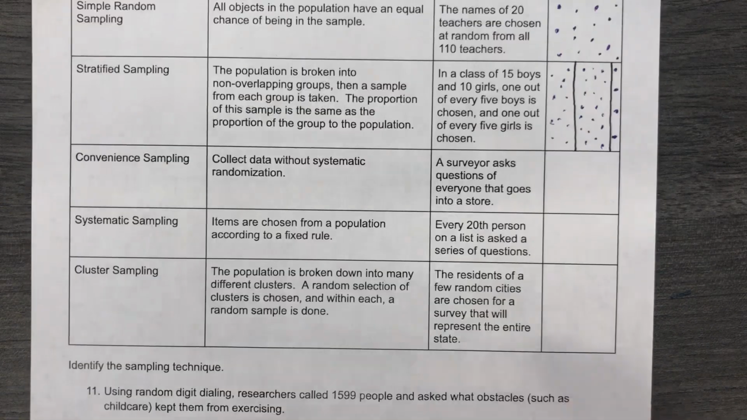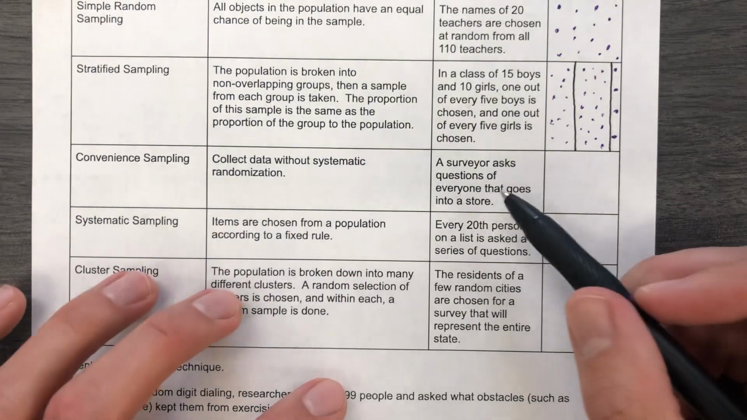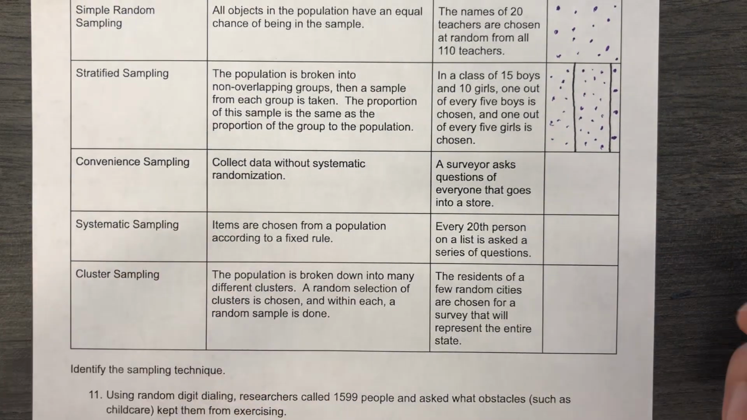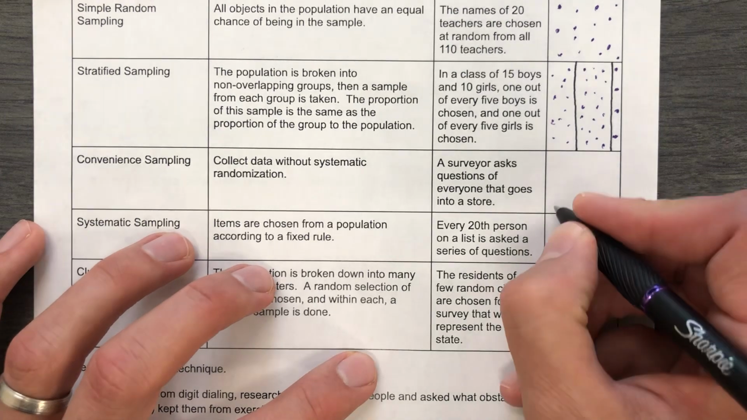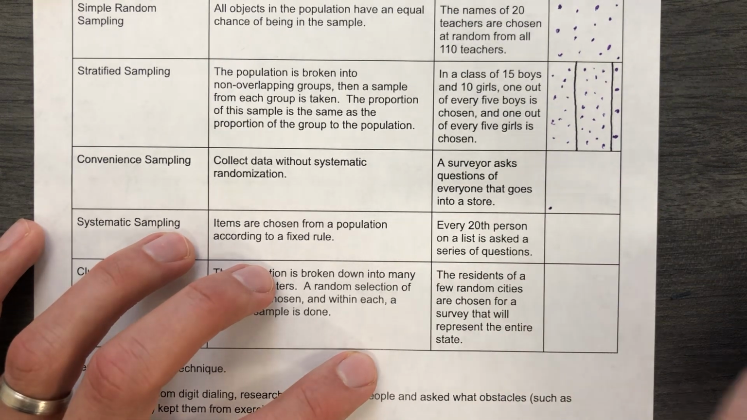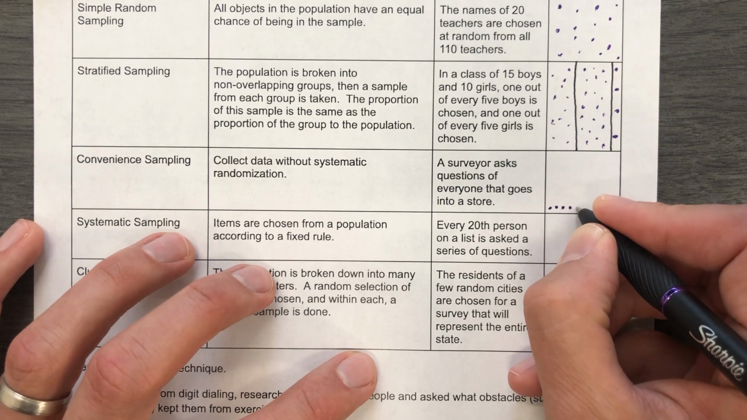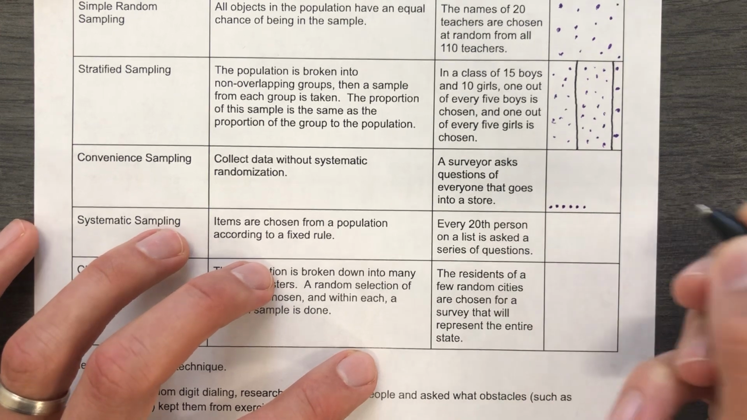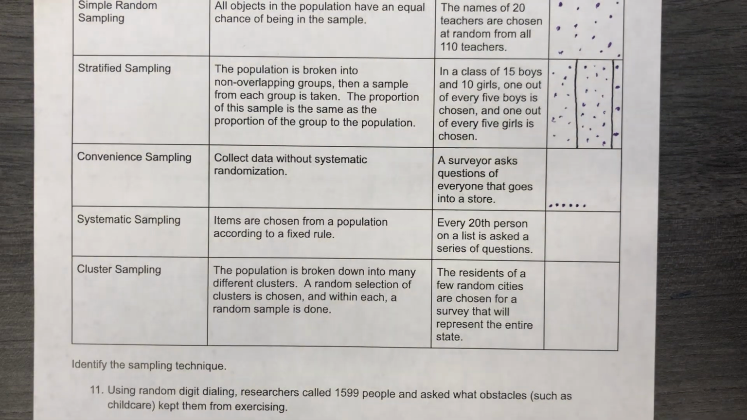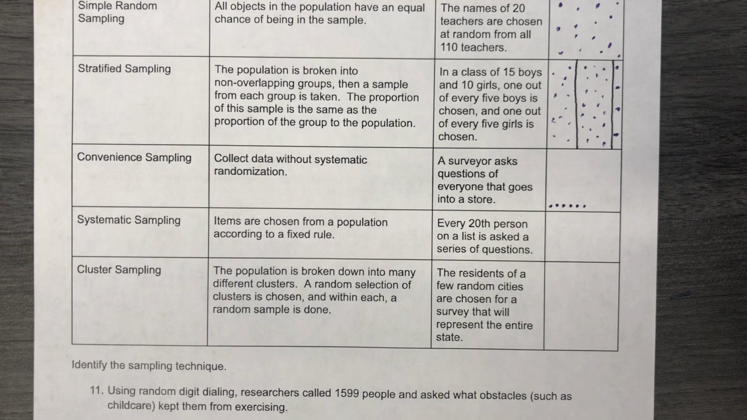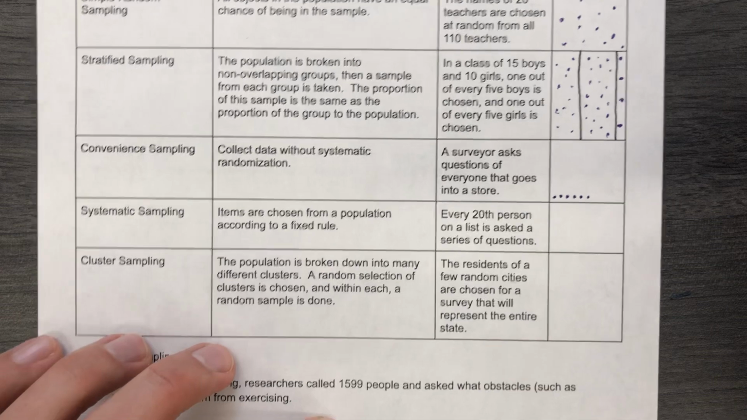All right, convenient sampling. Collect data without systematic randomization. So a surveyor asks questions of everyone that goes into a store. This one's going to be really easy to draw. You walk into a store, I want to ask you a question. I want to collect data about how people in Asheboro feel about something. I walk down one street and do it. That's convenient. It's probably going to be very biased because people on one street might all feel the same way about a certain issue. Okay?